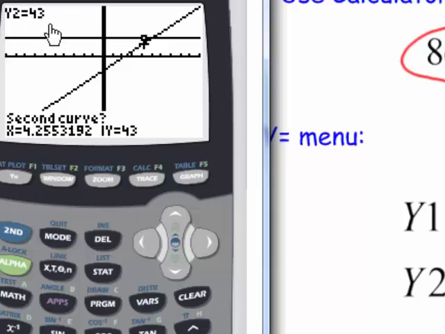Second curve, yep, I'm on my second equation. I'm going to hit enter. Then it says take a guess at where the point of intersection is. So you can move over and take a really good guess. It doesn't matter. I could be way away from it and hit enter. It's still going to be that point of intersection.